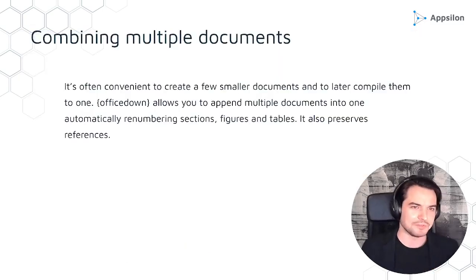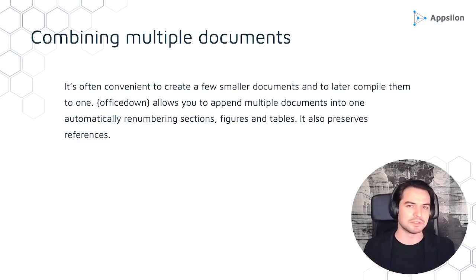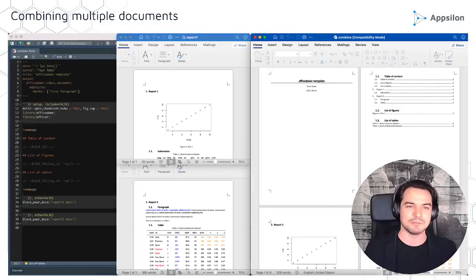Now, another very useful feature that you may happen to use in your work is combining multiple documents. So sometimes you may want to create small separate reports. This could be like five different reports, and you may want to combine them into one big report that also has a table of contents that actually points to different parts, and the numbering is updated. And this is an example of how you can achieve that.